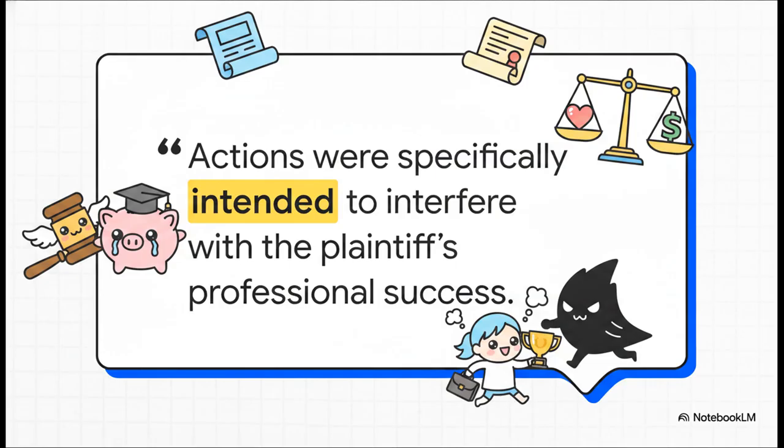The crucial point here is proving the interference was specifically intended to derail professional success. To win, a plaintiff must clearly define the difference between standard business practices, like legitimately protecting a bottom line or negotiating firmly, versus actively malicious behavior aimed solely at causing harm. The actions have to step outside the bounds of legitimate business operations and enter the realm of intended sabotage.